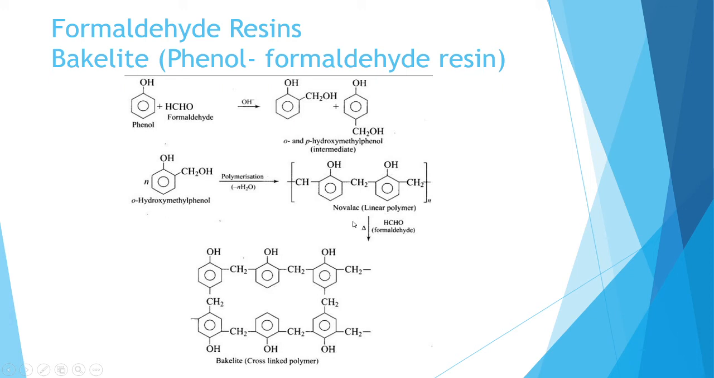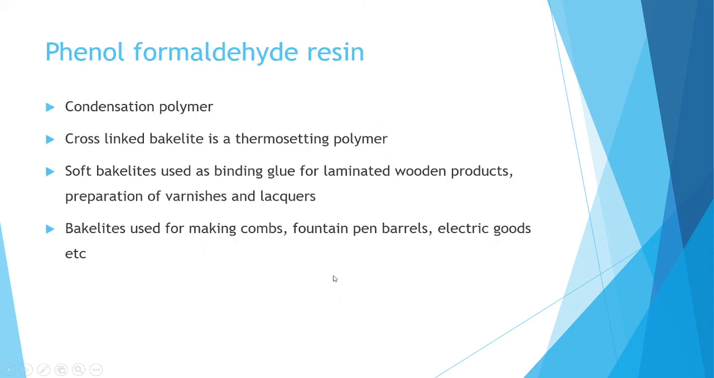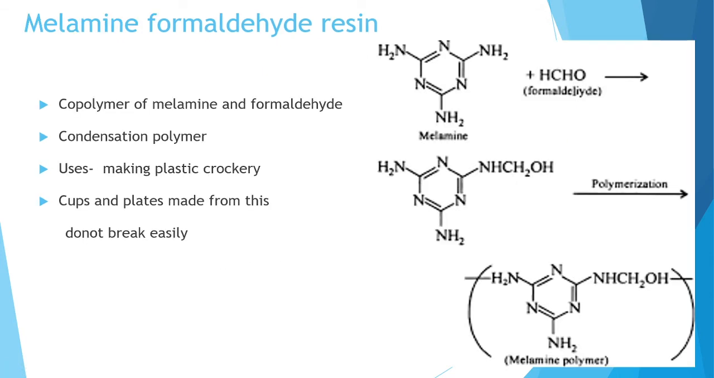And these are examples of formaldehyde resins. And these are the characteristics of phenol formaldehyde resin or bakelite, that is a condensation polymer, and this cross-linked bakelite is a thermosetting polymer, and the soft bakelite is used as binding glue for laminated wooden products, preparation of varnishes and lacquers, etc. And it's also used for making combs, fountain pen barrels, electric goods, etc. And the next formaldehyde resin is melamine formaldehyde resin.